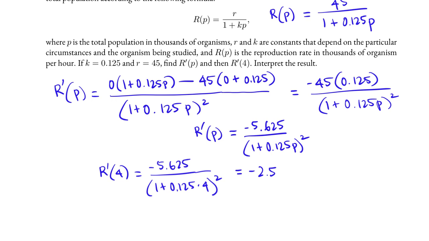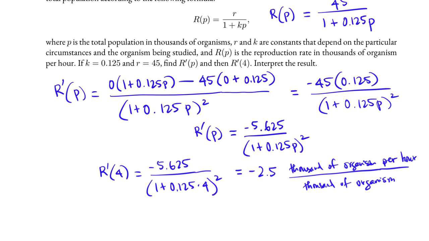The unit for R prime is thousands of organisms per hour per thousand organisms. The unit of R itself is already in thousands of organisms per hour over the unit of P, but the unit of P is thousands of organisms. So how do we interpret this result? We have to include this input and we have to include the result.